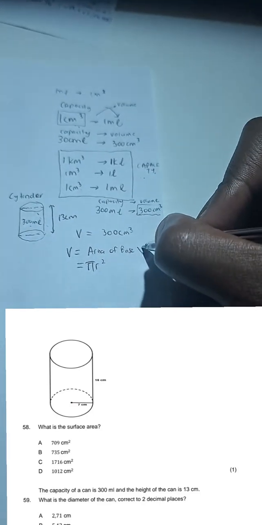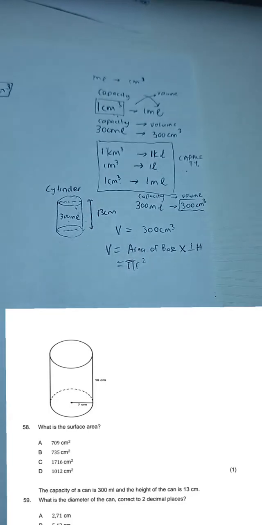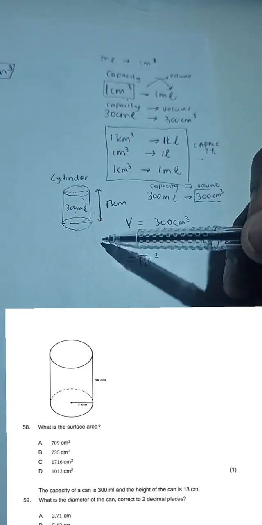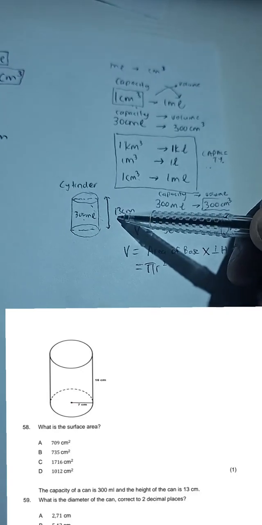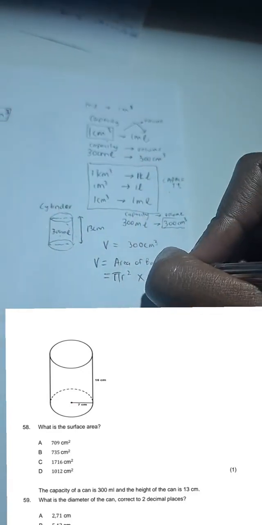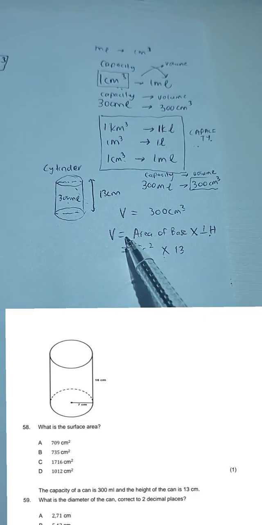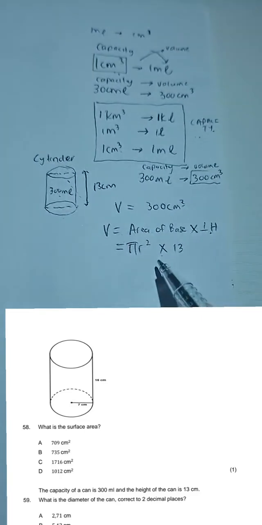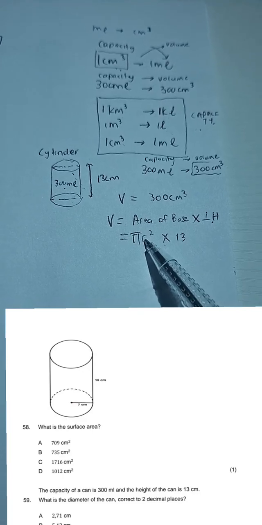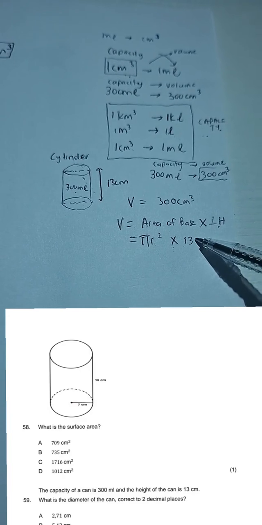Then when we are calculating volume, we take the area of the base and we multiply it by the perpendicular height. So in other words, how tall that particular prism is. We are told that the height is 13 centimeters. So we know we are going to multiply by 13 centimeters. So the volume of a cylinder is given by the area of the base, which is a circle, which is pi r squared, times its height, how tall it is, 13 centimeters.